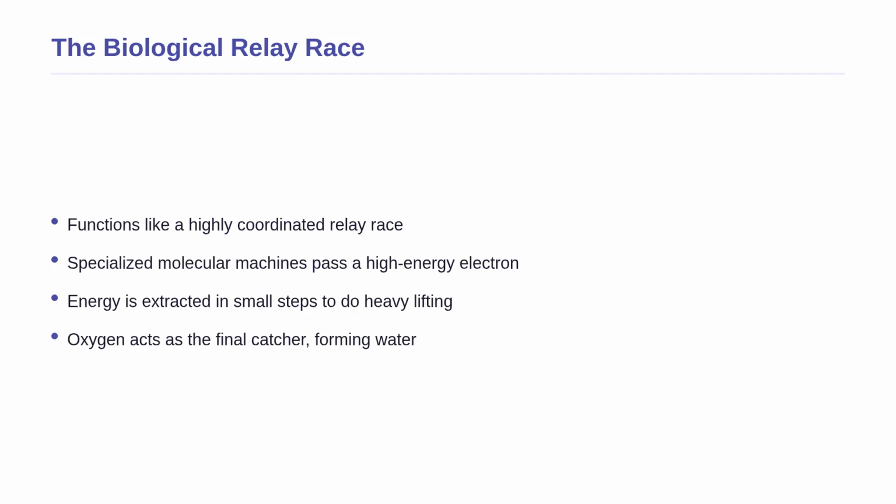To start, imagine you are watching a highly coordinated relay race, but instead of runners passing a baton, it is a team of specialized workers passing a high-energy package. In our bodies, this package is an electron, and the workers are tiny molecular machines. As each worker catches and passes the electron to the next, they use a little bit of the electron's energy to do some heavy lifting, like pumping water up a hill. At the very end of the line, the final worker hands the exhausted electron to oxygen, which safely tucks it away by making a drop of water.